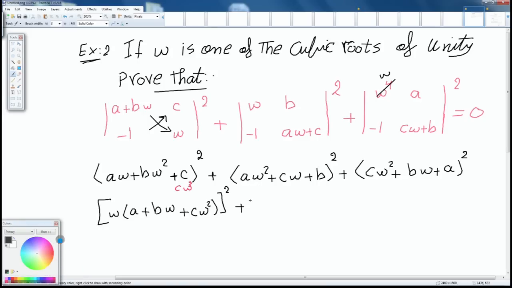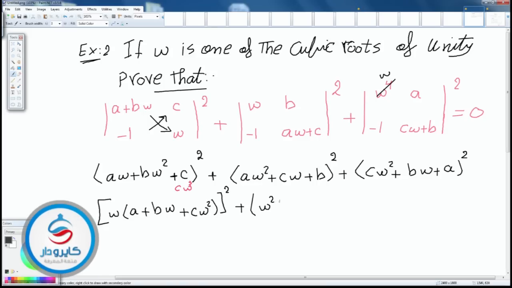Also, here we will take omega square common factor. It will be A plus, this is omega means omega power 4. Take omega square, it will be C omega square, and this is B omega, all power of 2, plus third one, keep it as it is, A plus B omega plus C omega square all power of 2.